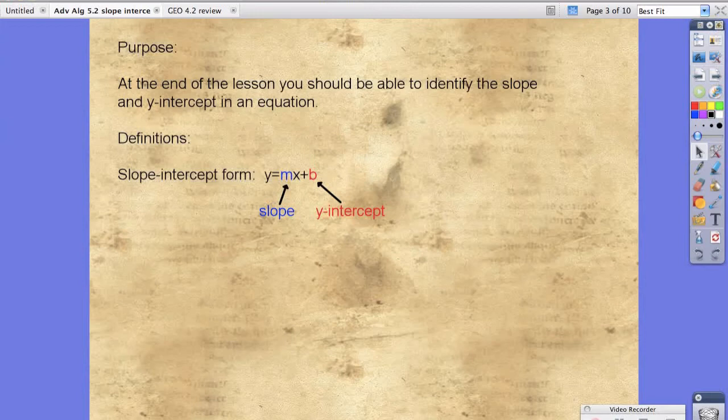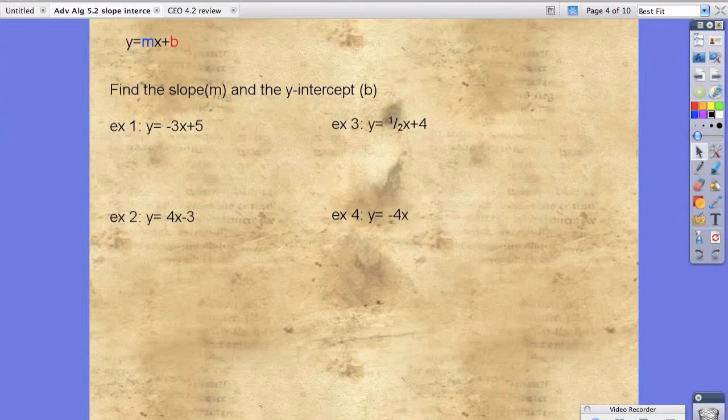So below is the slope-intercept form, which is y equals mx plus b, where m, which is in blue, represents the slope and b represents the y-intercept. And the y-intercept is where the graph crosses the y-axis. And the slope, which you should know because we did it in the previous lesson, tells us the rise over the run.